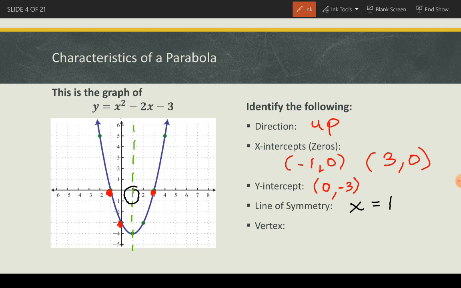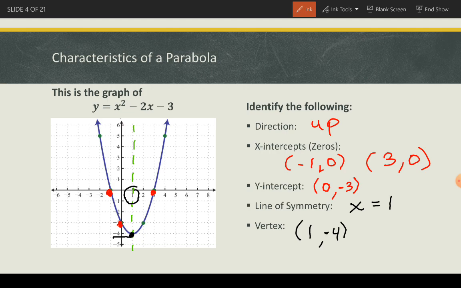Okay, last thing that we can take away from our graph here is the vertex. Remember, the vertex is a point, and our line of symmetry is always the x value of our vertex. So our line of symmetry value is 1, therefore our x value of our vertex is 1. Our actual vertex is right down here at the minimum point of our graph, and that y value connects to -4. So our vertex is 1, -4.